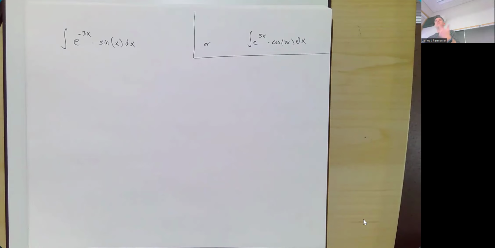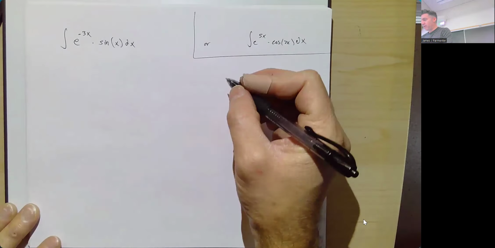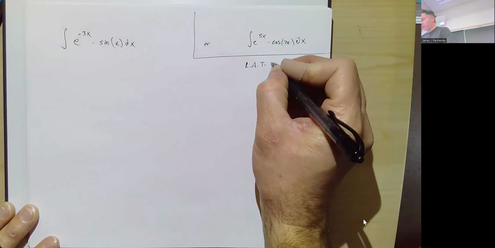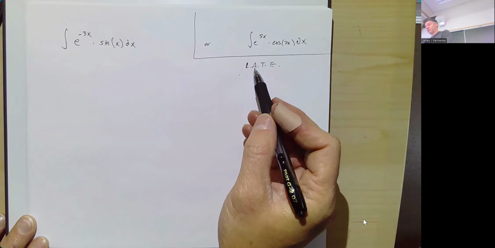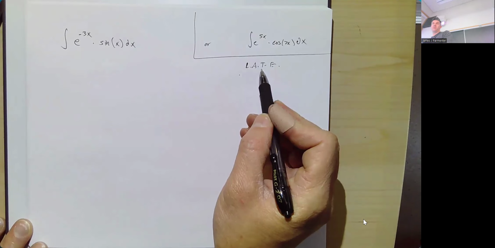So typically, I would choose to make u the trig thing, because again, of this acronym. I don't have a log, I don't have a power of my variable x, but I do have a trig function. So that would be my choice for u.